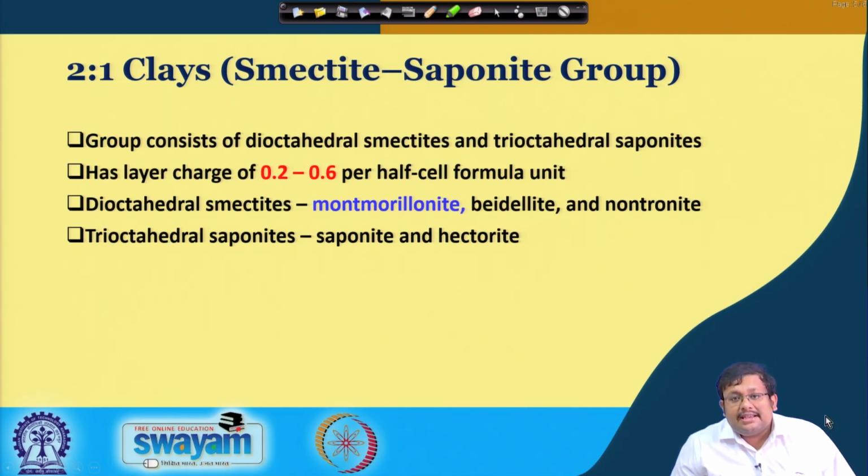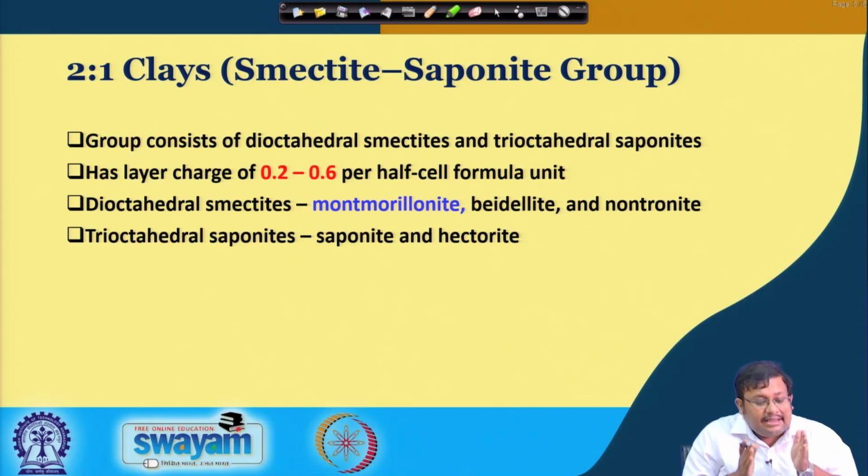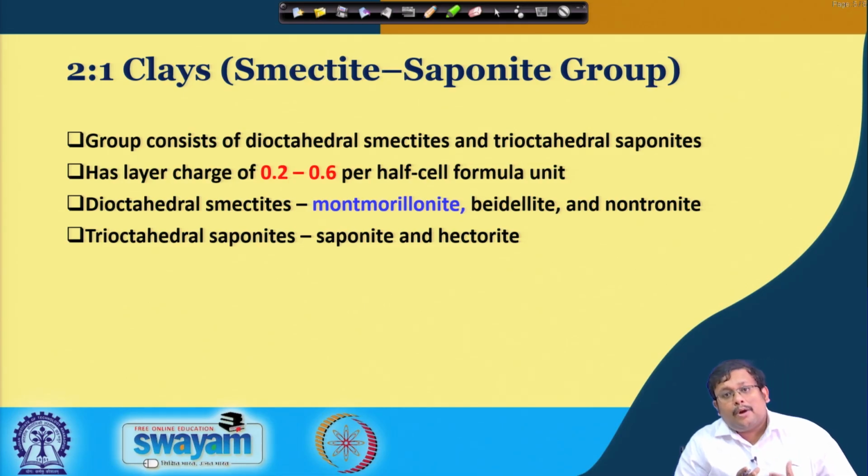So, let us move ahead and see what are the other important 2:1 type of minerals. Let us discuss the smectite serpentine group. This is one of the very important groups, and this group consists of dioctahedral smectite and trioctahedral saponite, and it has a layer charge of 0.2 to 0.6 per half cell formula unit.